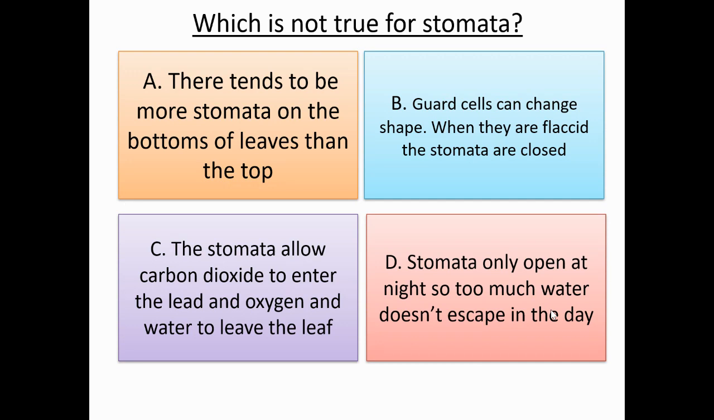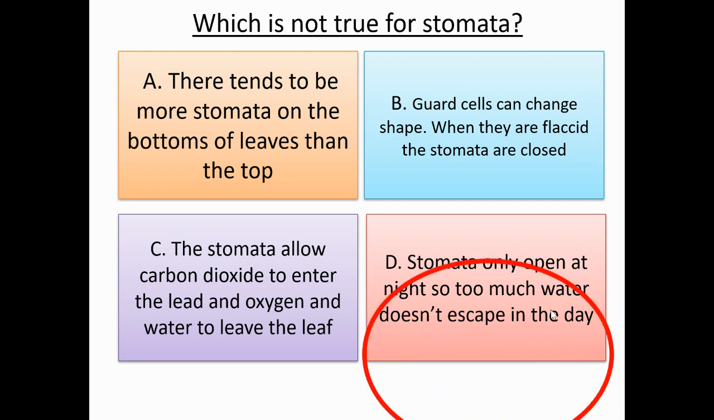Right, again, quick quiz. Which of these is not true for stomata? A, there tends to be more stomata on the bottom of the leaves than the top. B, guard cells can change shape. When they're flaccid, the stomata are closed. C, the stomata allow carbon dioxide to enter the leaf and oxygen and water to leave the leaf. And D, stomata only open at night, so too much water doesn't escape in the day. Which of these is not true? Pause the video, have a think.